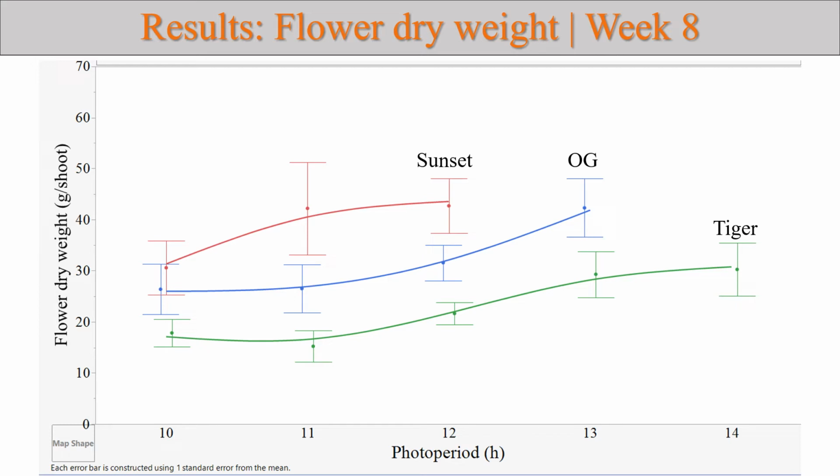So starting with Sunset, what we see is a slightly lower flower dry weight at 10 hours than we do at 11 and 12 hours. Now this is pretty interesting because based off leaf number, we saw that really 10 hours was the optimum photoperiod for flowering for Sunset. However, we're not seeing the largest amount of flower mass here that we would expect. What's also important to consider is how mature that flower mass is by week 8 of this experiment.